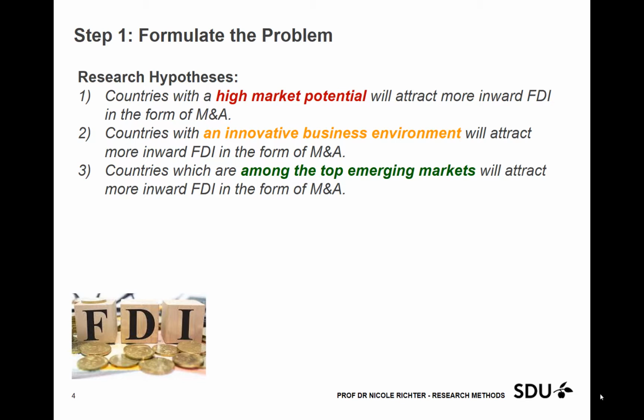And you remember that we had these variables in our dataset. Second research hypothesis is focused on innovative business environments and has the same idea that an innovative business environment will attract mergers and acquisitions into that country. Third research hypothesis is countries which are among the top emerging markets will attract more mergers and acquisitions.